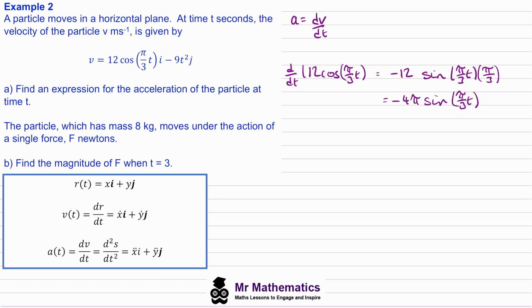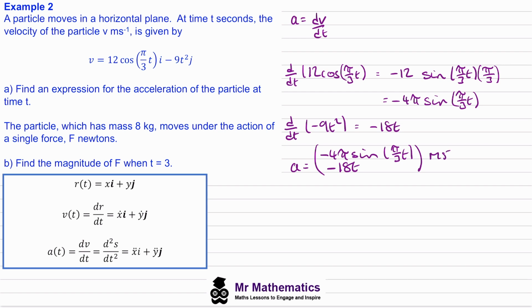And then differentiating the j component, again, we'll work out d by dt of negative 9t squared. We'll differentiate this with respect to t, and this will give us negative 18t. So the acceleration then, as a vector, will be negative 4 pi sine of pi over 3 t for the i component, and for the j component, negative 18t. And this will be in meters per second squared.